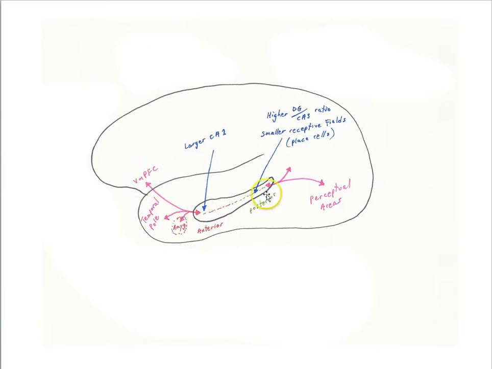And there are some differences in the structure of the hippocampus along this axis. There's a larger CA1 field in the anterior hippocampus, and there's a higher dentate gyrus to CA3 ratio in the posterior hippocampus, smaller receptive fields in the posterior hippocampus. So it is possible then that the anterior and the posterior parts of the hippocampus are functionally doing different things, or they're making different contributions to memory.